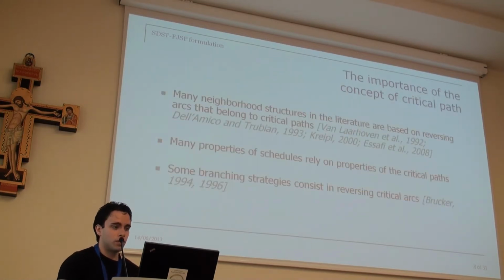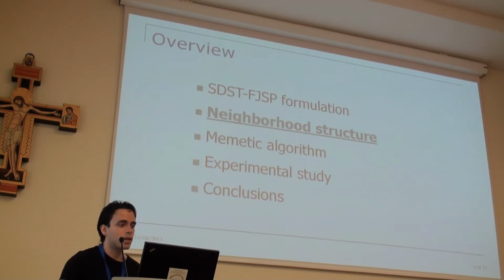These concepts of critical paths and critical blocks are very important because most neighborhood structures in the literature and a lot of properties rely on the critical path and critical block. Now, based on this graph model, I am going to describe the neighborhoods used to solve this problem.